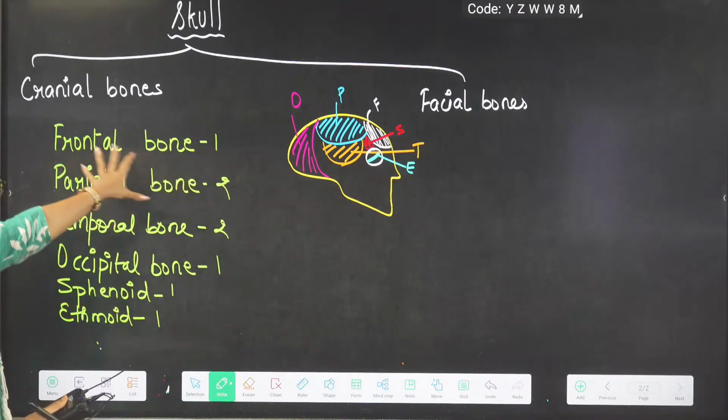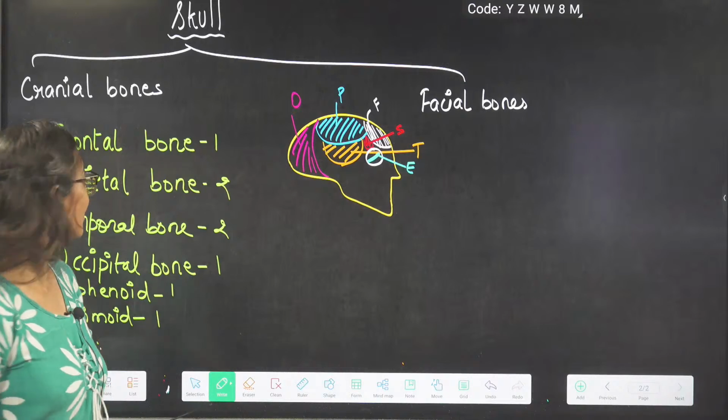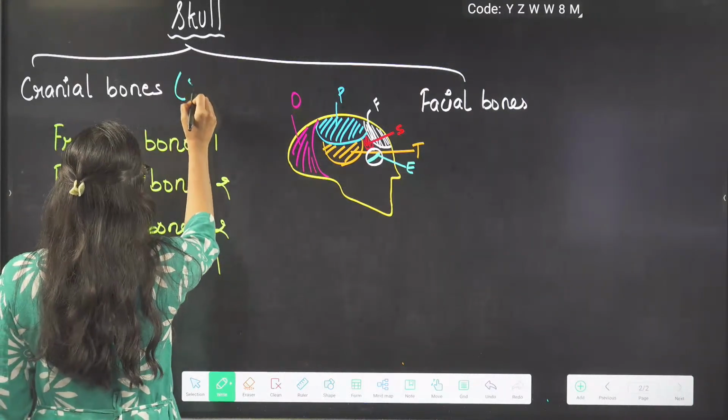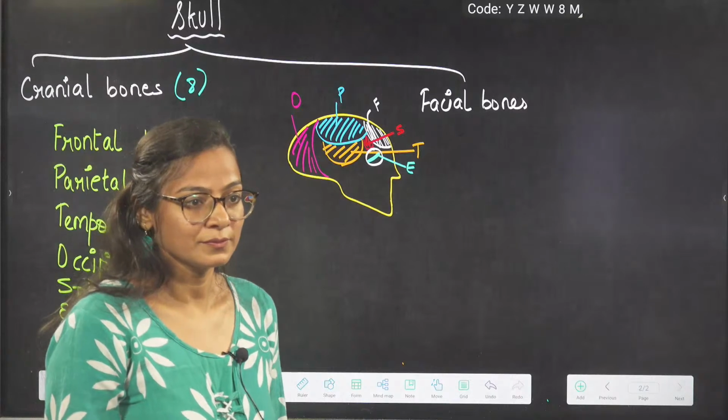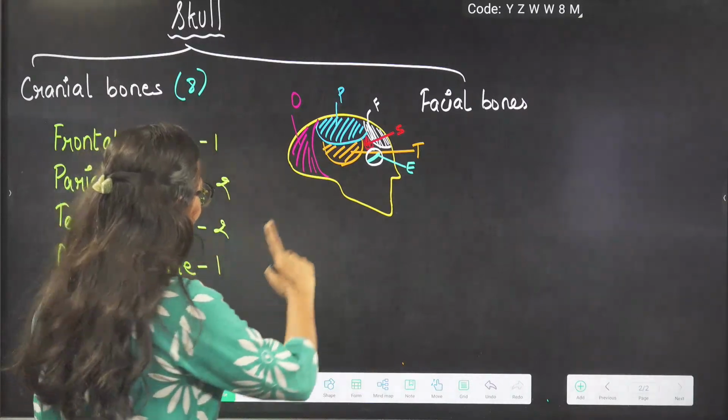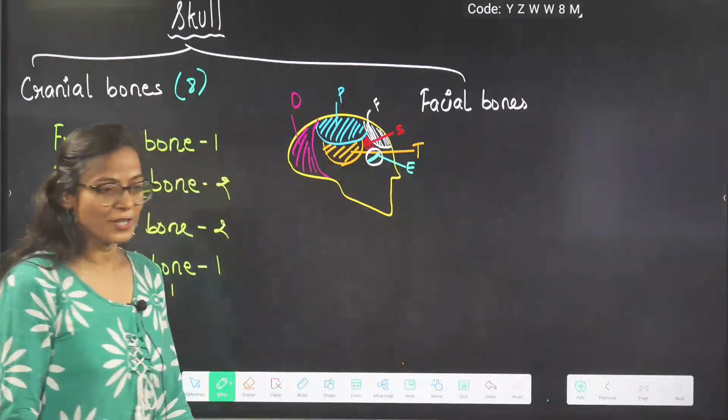Understood everyone the location of these cranial bones? And in total, how many cranial bones are there? Is it 8? Yes, okay. Now can we move towards the facial bones?